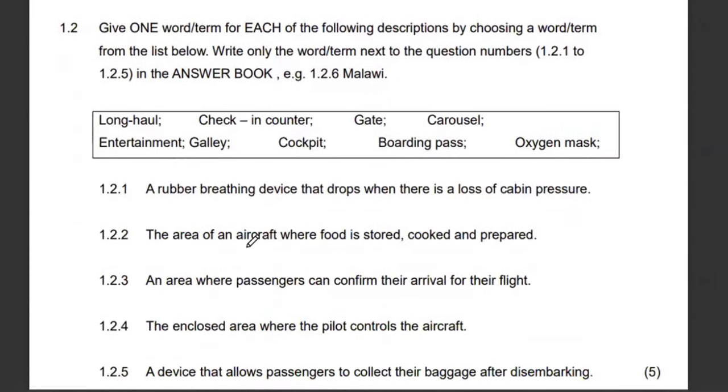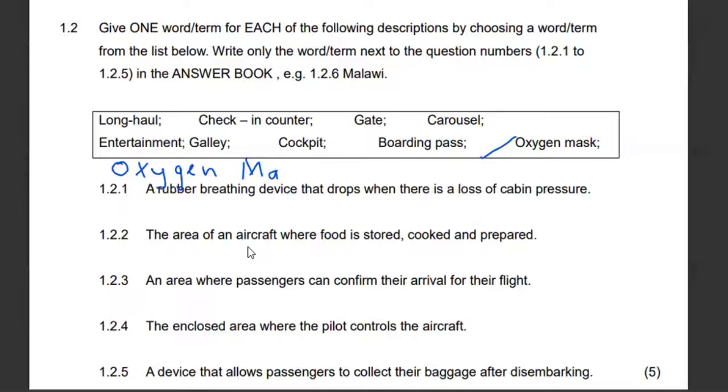Now moving straight ahead onto the second part of question 1. So it reads, give one word or term for each of the following descriptions by choosing a word or term from the list below. Write only the word or term next to the question numbers 1.2.1 to 1.2.5 in the answer book. For example, 1.2.5 Malawi. So a rubber breathing device that drops down when there is loss of cabin pressure. This rubber device is known as an oxygen mask. So the oxygen mask is the correct answer for question 1. Oxygen.